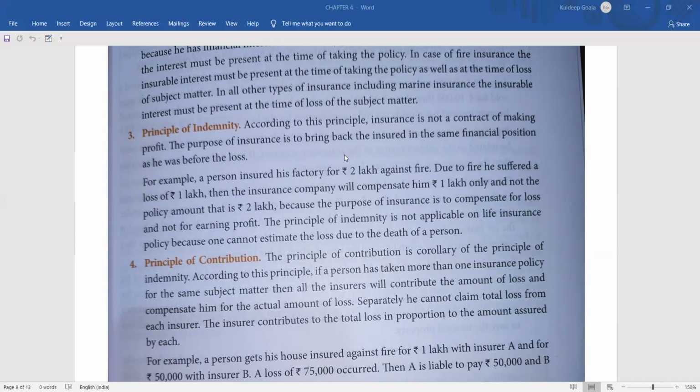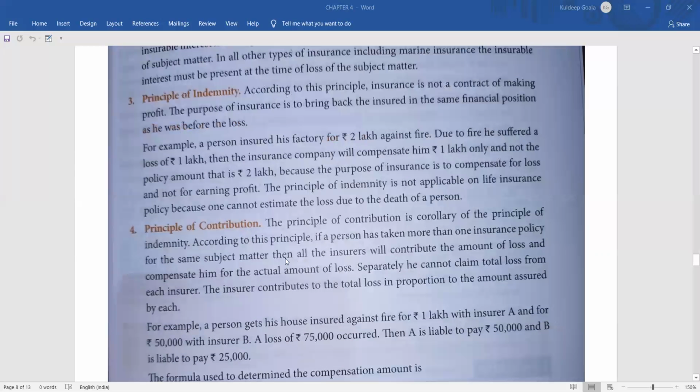Suppose a person insured his factory for 2 lakh against fire. Due to the fire, he suffered a loss of 1 lakh. Then the insurance company will give him only 1 lakh rupees, not 2 lakh rupees. Okay, although the policy was of 2 lakh. Clear? The policy can be for 2 lakh, but it will pay only as much as the loss.